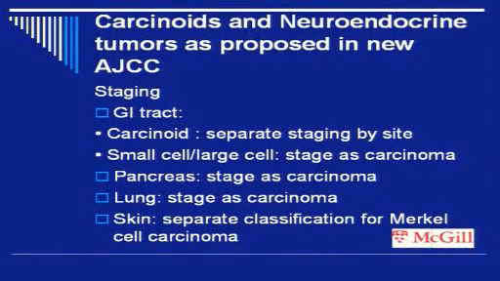So if it's a colonic small cell carcinoma, it should be staged as a colonic adenocarcinoma, so to speak. So the same TNM staging as that. A pancreatic endocrine tumor should be staged as a pancreatic carcinoma, and a lung endocrine tumor should be staged as a lung carcinoma.